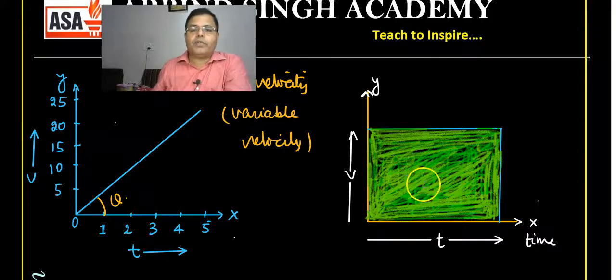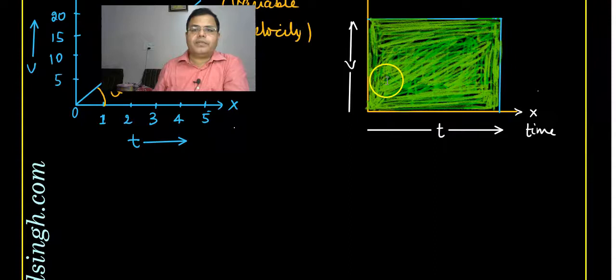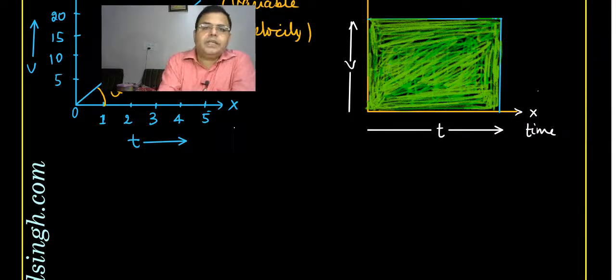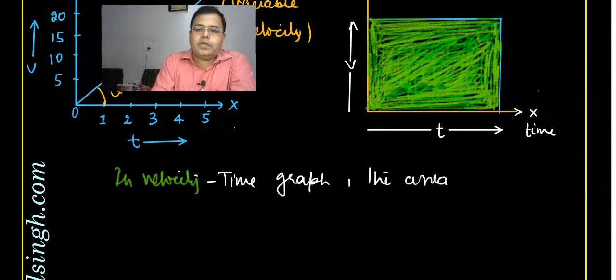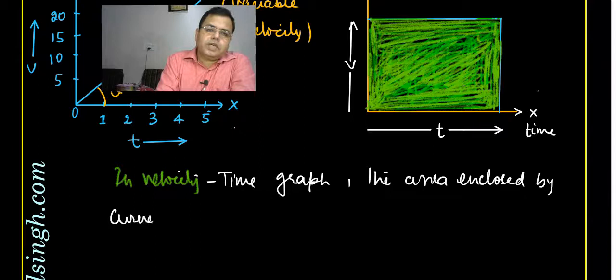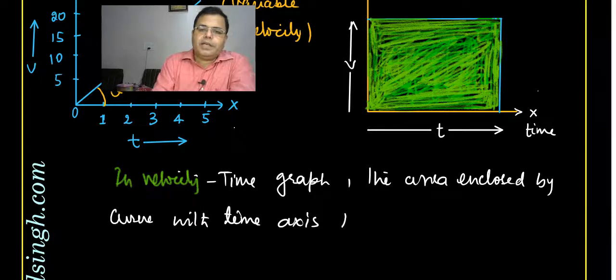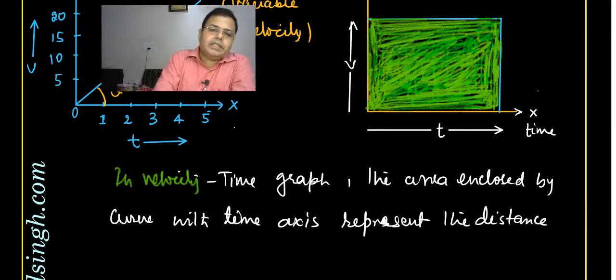So we can conclude from these two that in a velocity-time graph, the area enclosed by the curve with the time axis represents the distance covered by the body.